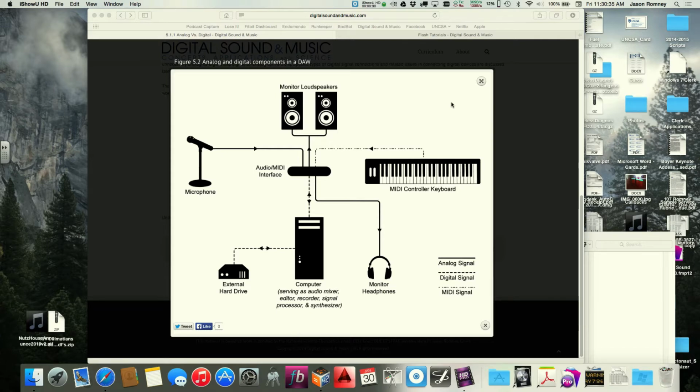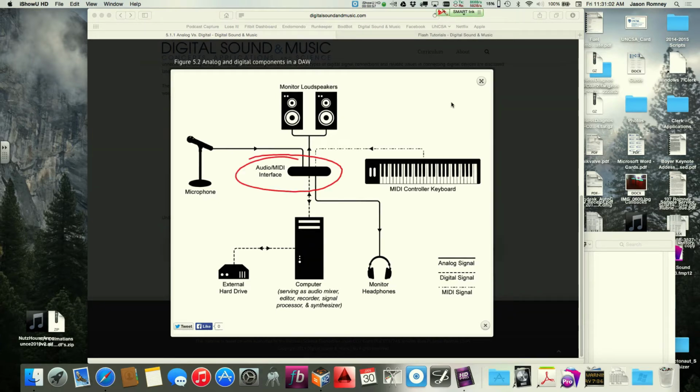This is just a very simple diagram of what a digital audio workstation might look like. You've got your computer in the middle, and usually you want to have an external hard drive. We'll talk about that in a minute. The important bit is this thing called the audio interface. In this case, we're calling it an audio MIDI interface because it's doing both. This is going to be some sort of box that plugs into your computer that does those analog to digital conversions and digital to analog conversions, which is the important stuff.